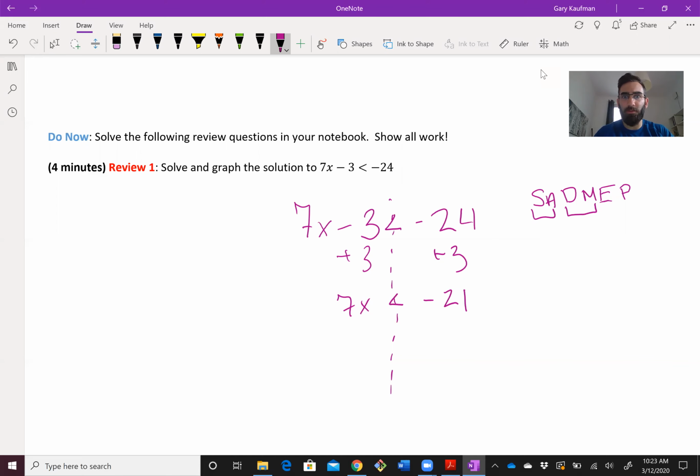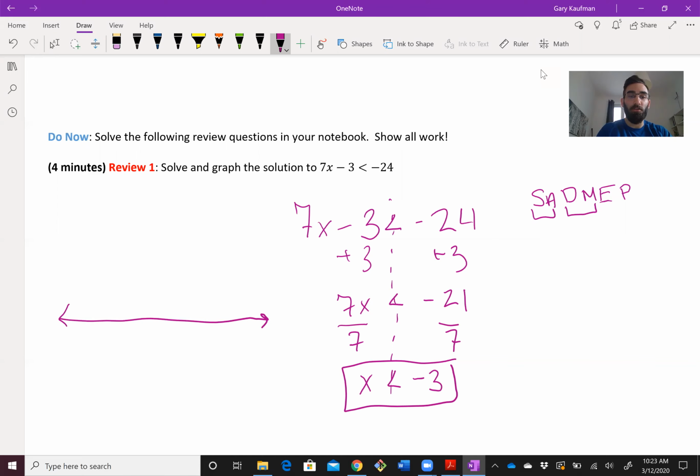I saw a lot of people change the less than symbol to an equal sign. Remember, we're dealing with inequalities. Don't all of a sudden change it. Divide by 7, x is less than negative 3. So here is the solution to the inequality. Let's go and graph this.